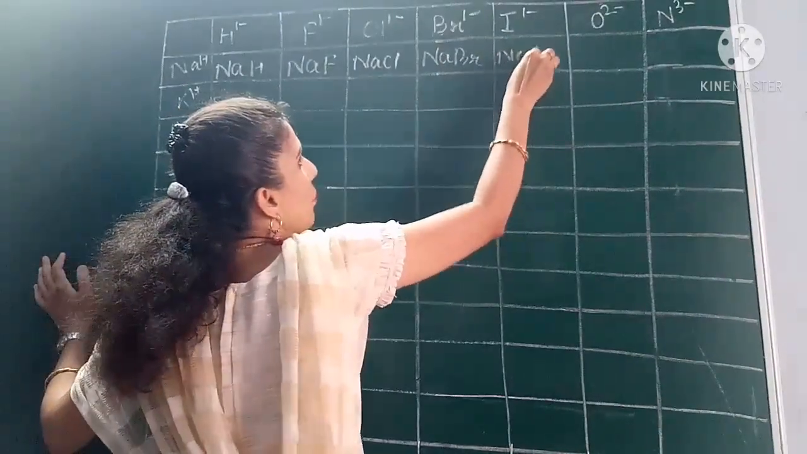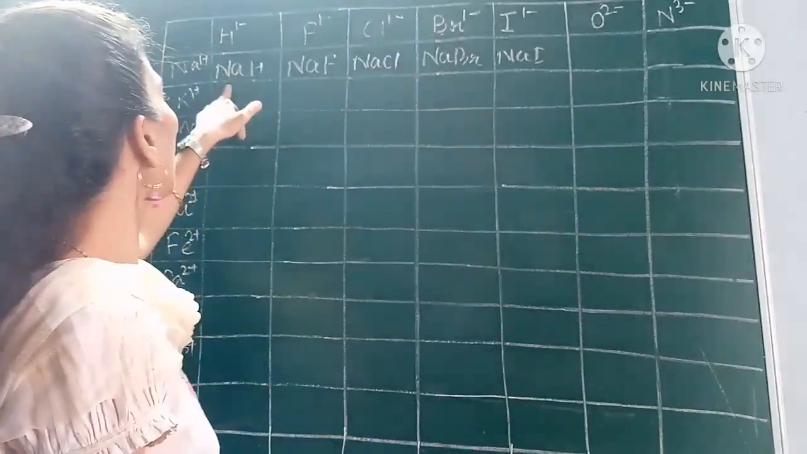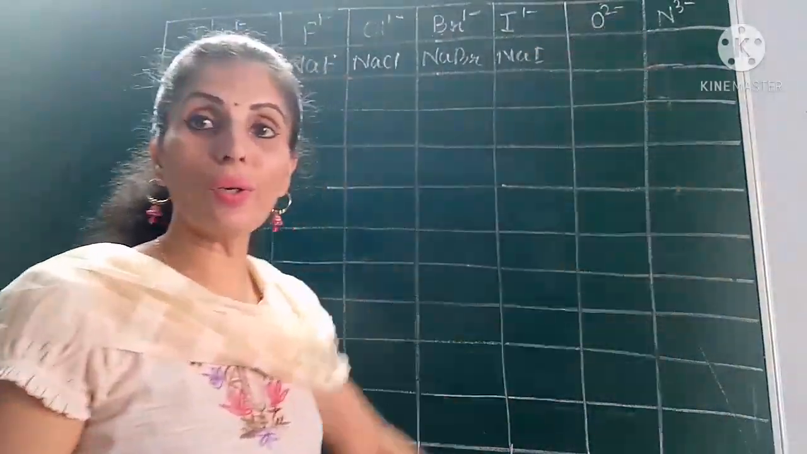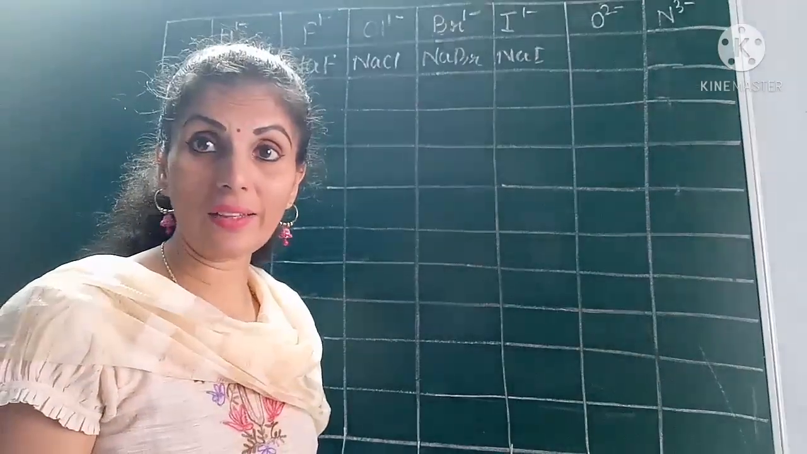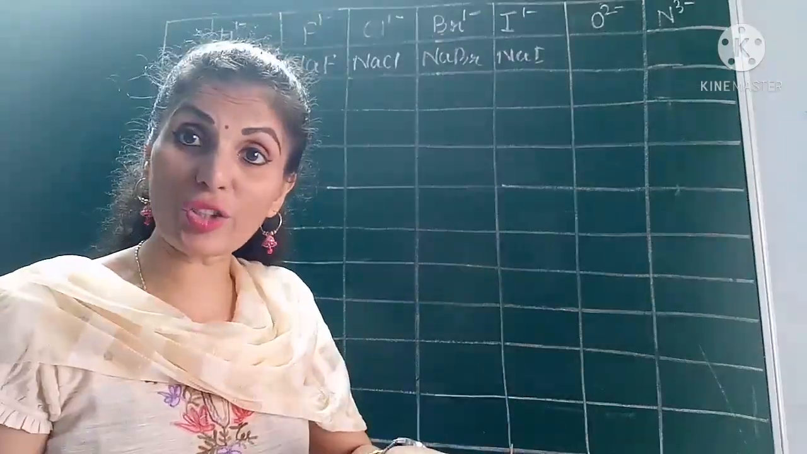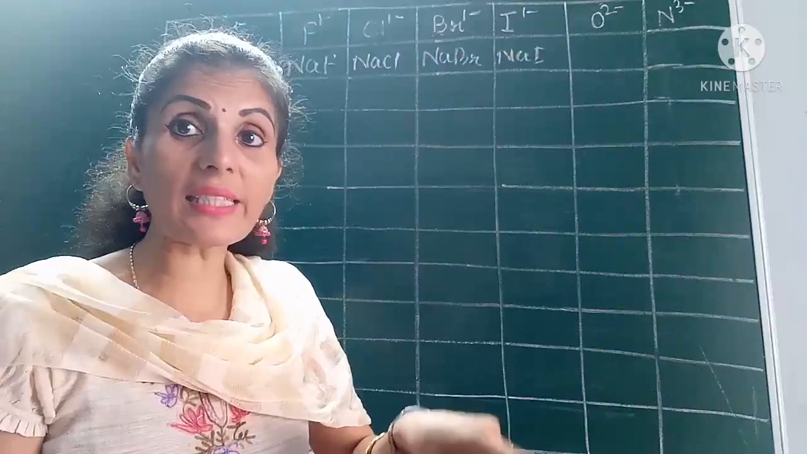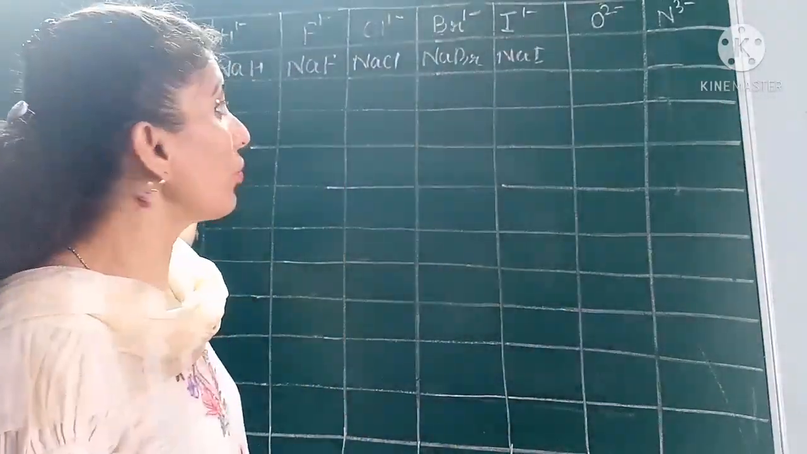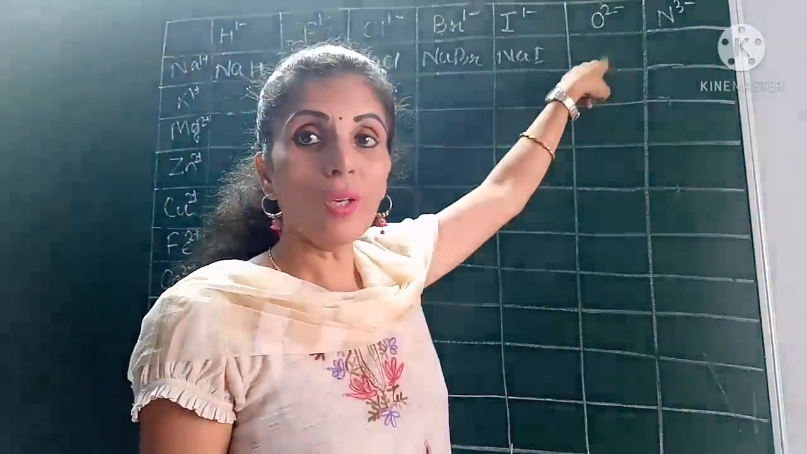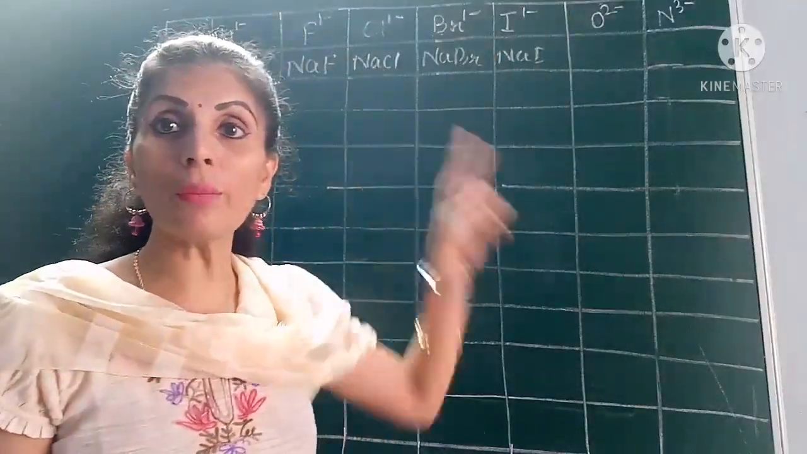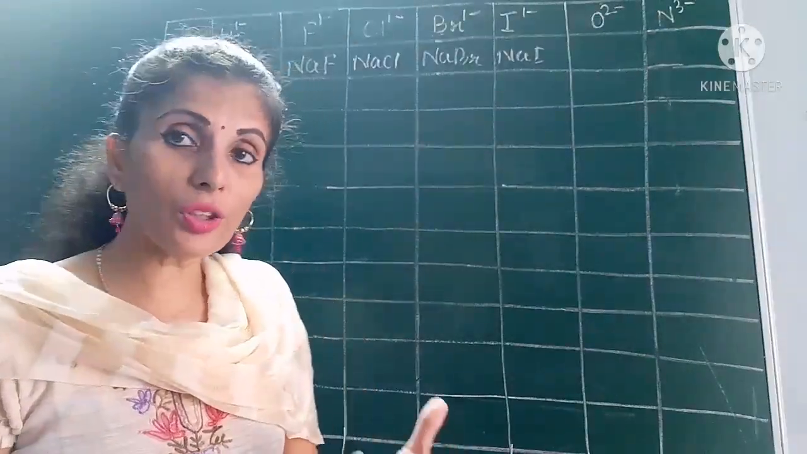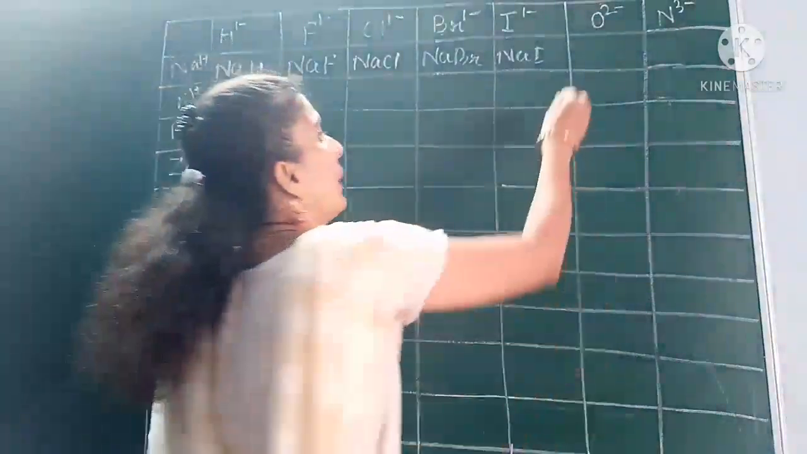NaI, same formula. Here you can see 1 plus is there, 2 minus is there, so different valencies are there. Now you have to exchange the cation valency and the anion valency. Means the 1 plus of Na will go to O, 2 minus of O will come to Na. So no need to write 1.